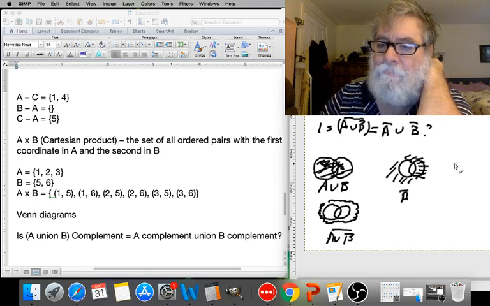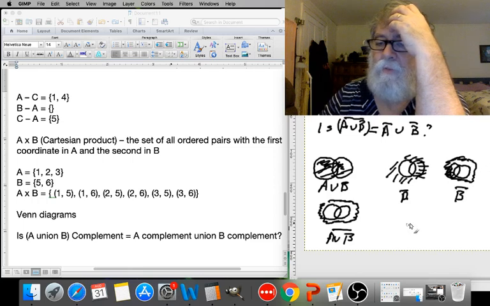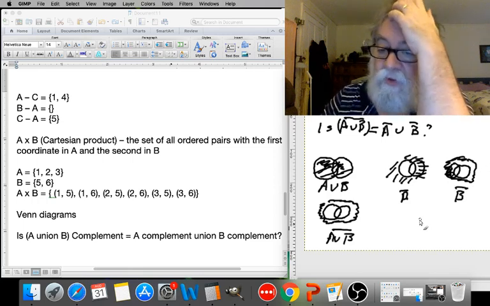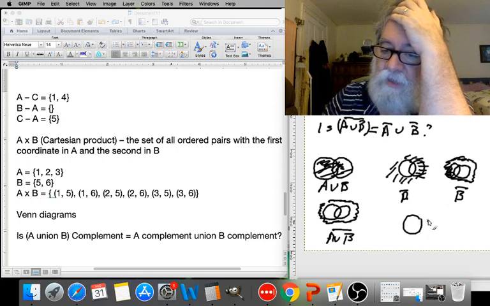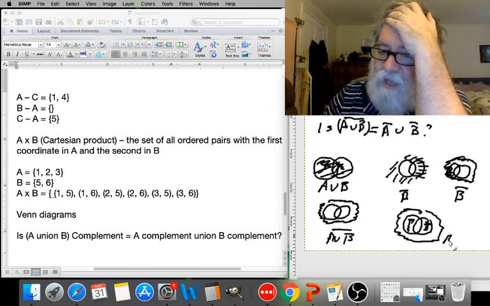And B complement is everything outside of B. So it's all that including A. This is B complement. So both of them together, when you color them both in the same graph, is everything outside for sure, plus this part of B, because that's part of the first diagram, plus this part of A, that's part of the second diagram. This is A complement union B complement.